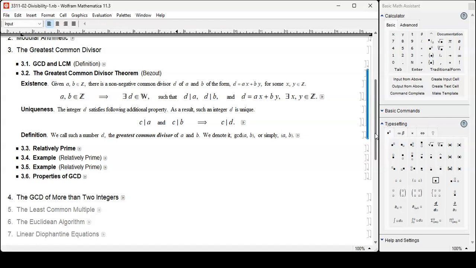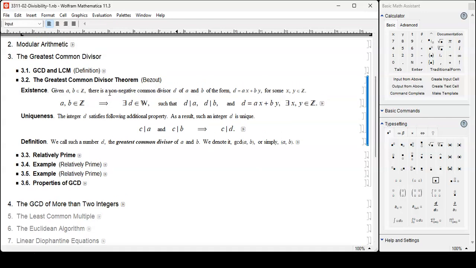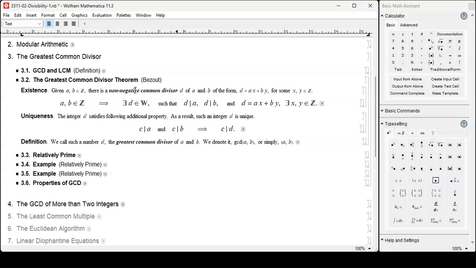Given a pair of integers a and b, there exists a non-negative common divisor d of a and b. In other words, d should be greater than or equal to 0 and it's an integer, so 0, 1, 2, 3, 4 and so on. In other words, d is a whole number, as I just highlighted in green. And the common divisor of a and b means d must divide a and also d must divide b, as I just highlighted in blue. Green and blue are the first condition and second condition of this Bezout's theorem.